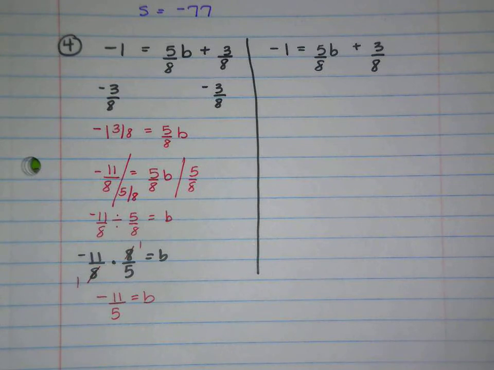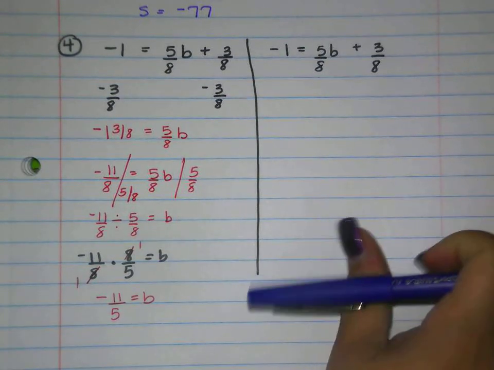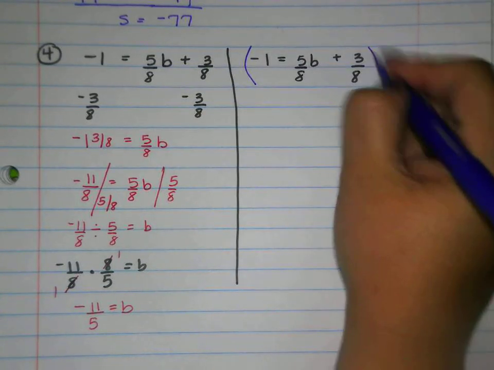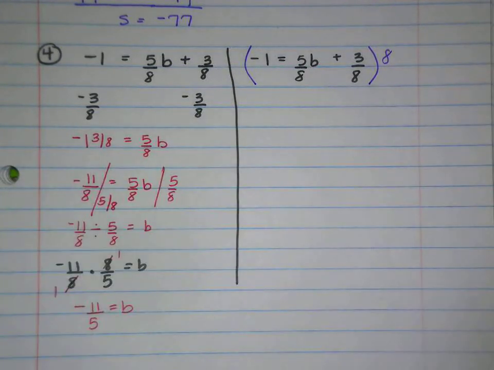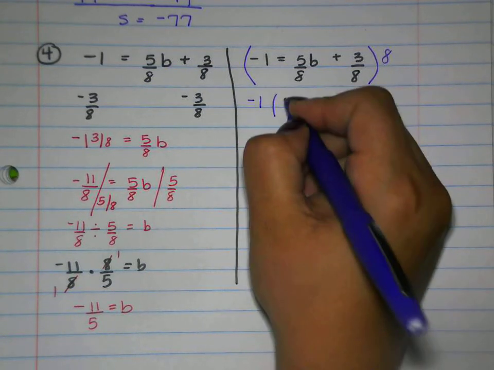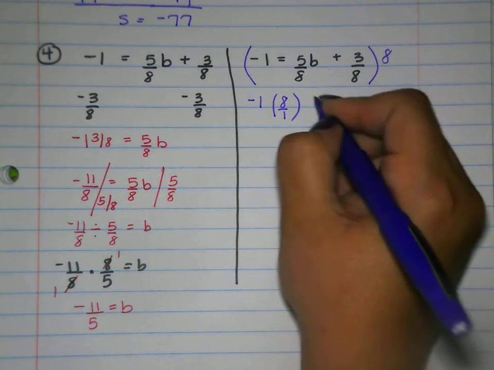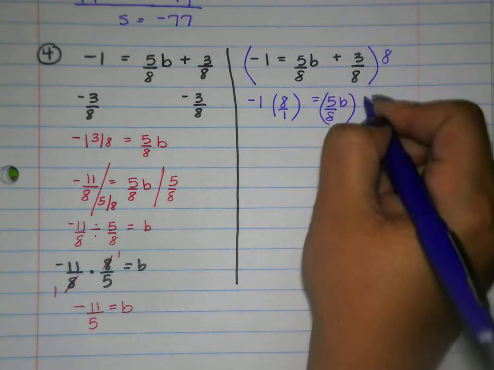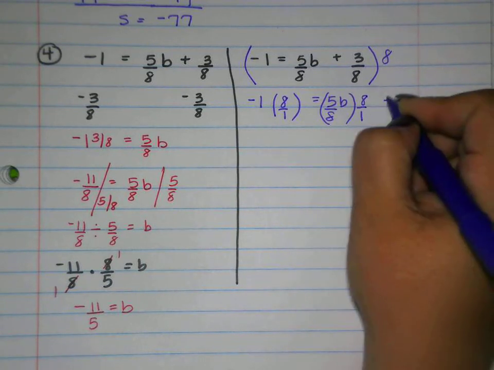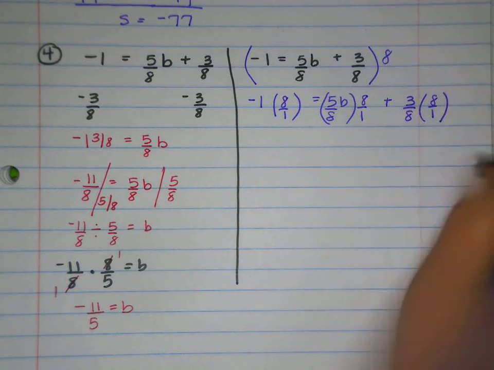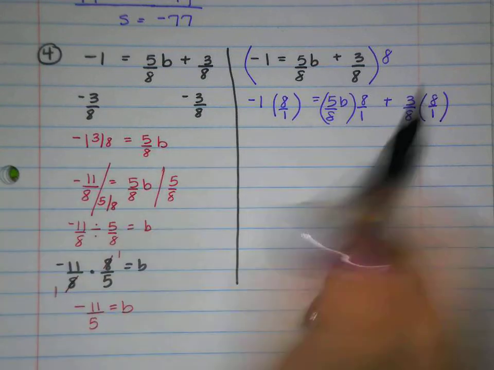Or I can say I have a couple of fractions in this problem. They both have a common denominator of 8. But if I multiply everything by 8, I'm going to be able to get rid of all my fractions. So I'd have negative 1 times 8 over 1 equal to 5 over 8b times 8 over 1 plus 3 over 8 times 8 over 1. We multiplied everything by the least common denominator.